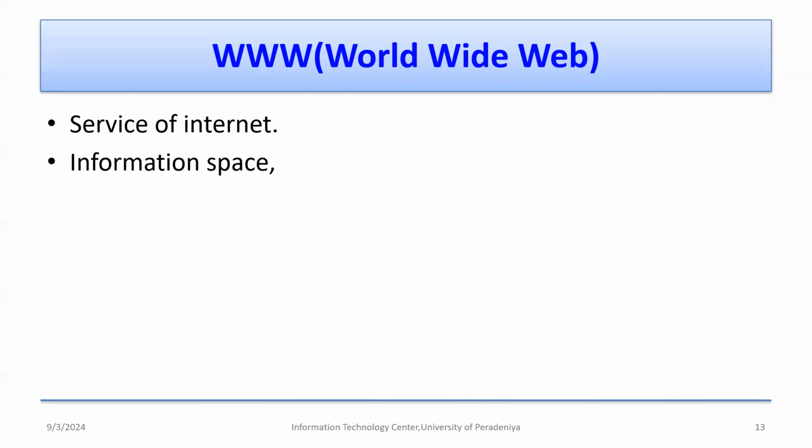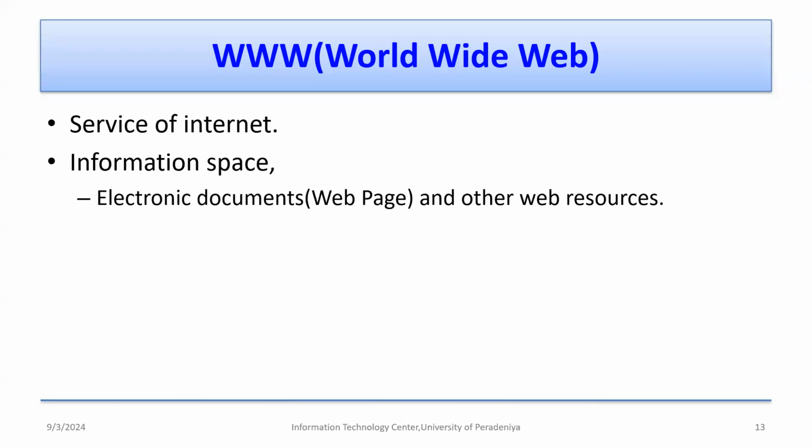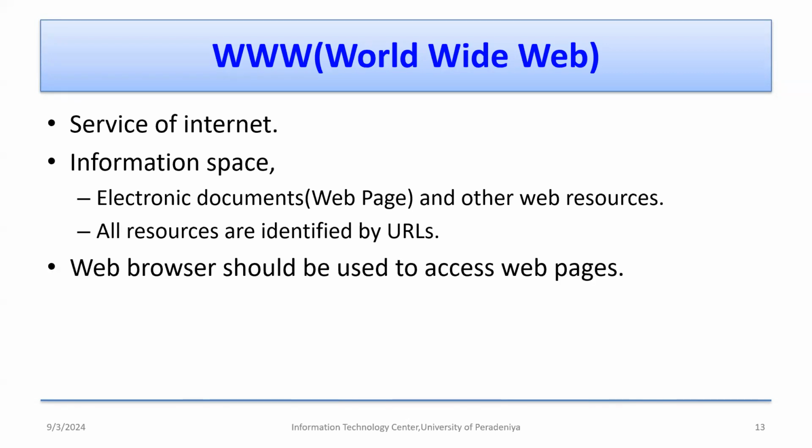This is some kind of an information space, which consists of electronic documents, or we call web pages, and other web resources. Other web resources may be a media file, an audio file, or a video file. All the resources are identified by their URLs, and through the web browser we can access those resources. So basically, WWW is one of the services provided by the internet.